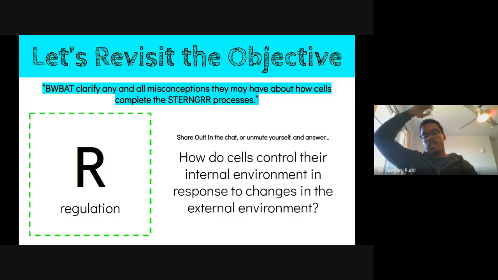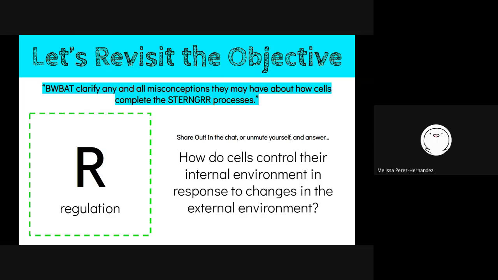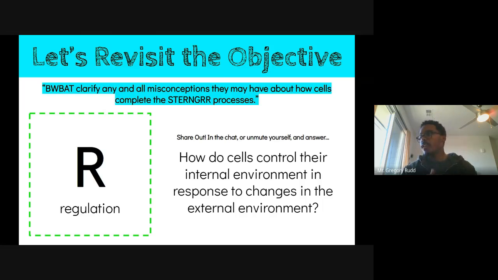Regulation. This was one that I think Janelle gave me the word control, and I said I'm going to use the word regulate instead because it's one of our Sternger words. So what feature of a cell allows for regulation? The cell membrane. Thank you, Melissa. So it allows some things to come in and some things to go out. Even things as simple as heat. It can control that to a certain degree.